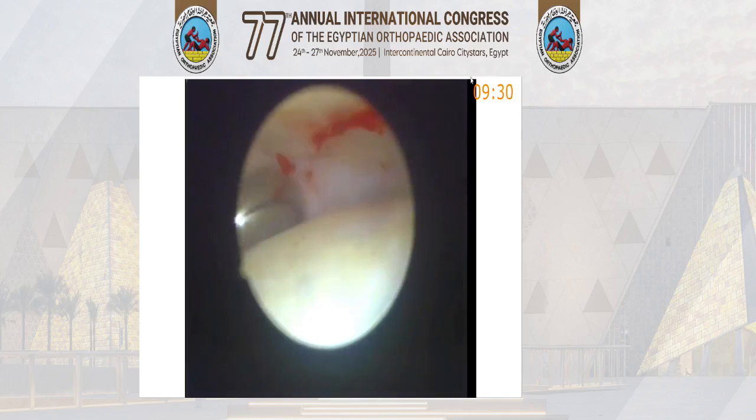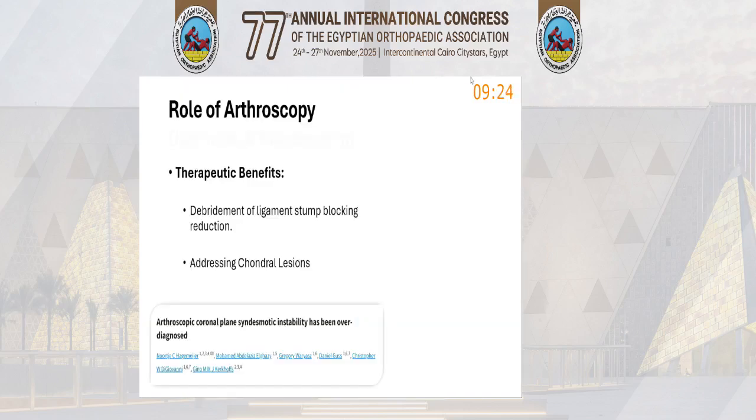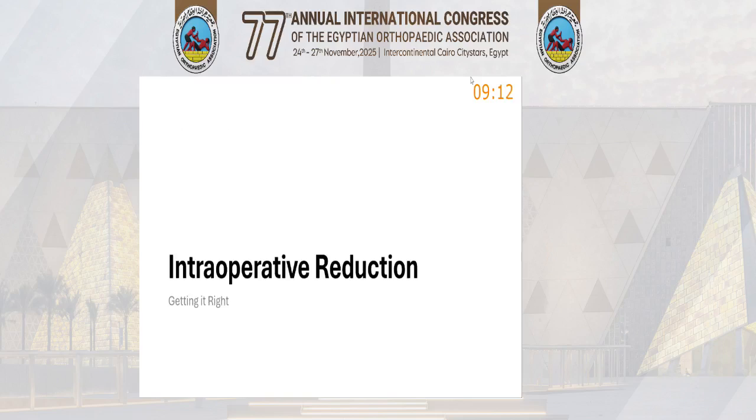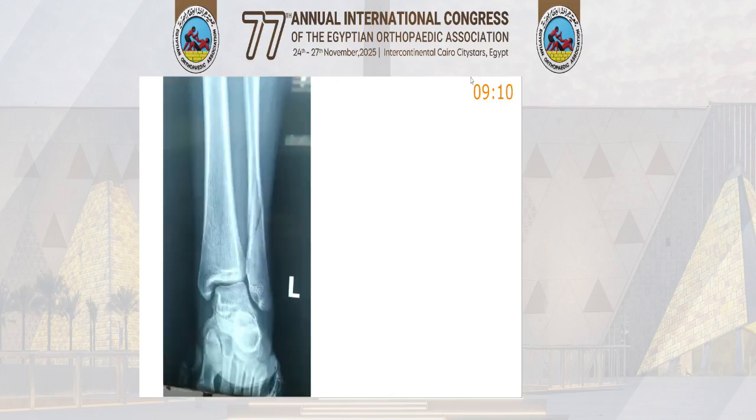It's better here on the laptop. So the syndesmosis, this is the syndesmosis, and you can stress it with the probe. Arthroscopy not only can detect the injury, but you can debride the ligament stump if it's blocking the reduction, and also you can address the associated chondral lesions as well. How can we make the reduction, and how can we confirm the diagnosis intraoperatively?